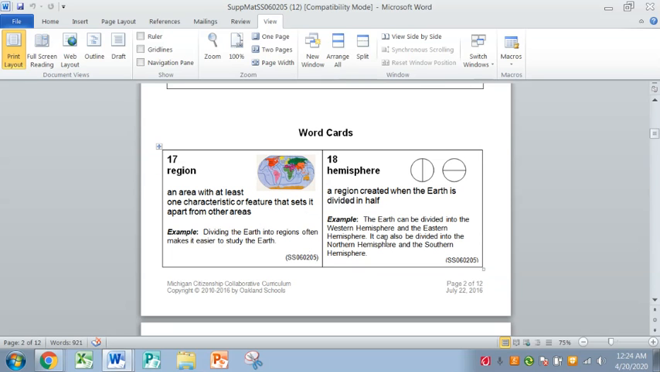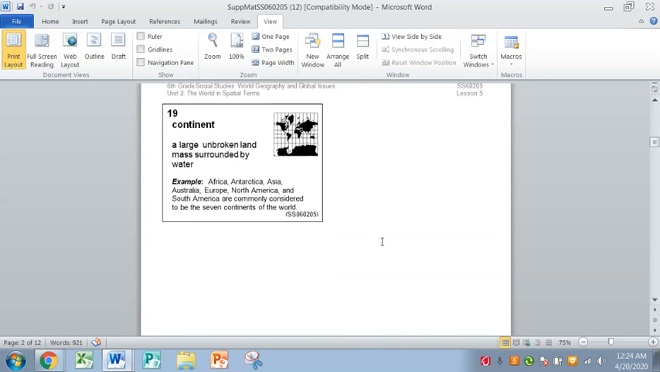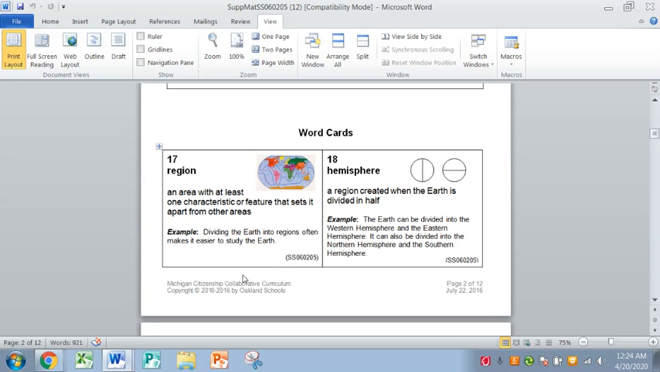And here are your vocabulary words. You have 3. So number 17, region. We've had this word before, but they're doing it again because this lesson is focusing specifically on regions. A region is an area with at least one characteristic or feature that sets it apart from other areas. Example, dividing the earth into regions often makes it easier to study the earth.